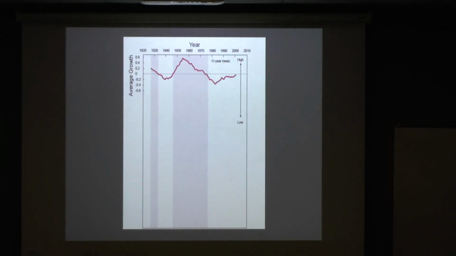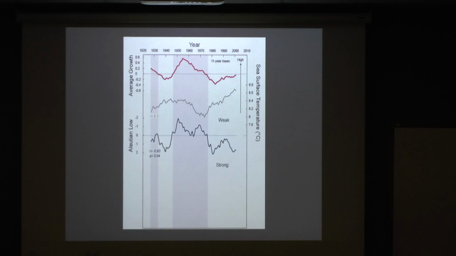So here, going back to 1920, we have the 11-year mean of the average growth. And I'm going to compare that to, first, sea surface temperature. And you can see that there is no relationship between growth and sea surface temperature. This is not true in other locations where there is a stronger seasonal cycle. But for this site in the Bering Sea, we see that there's no relationship with the seawater temperature.